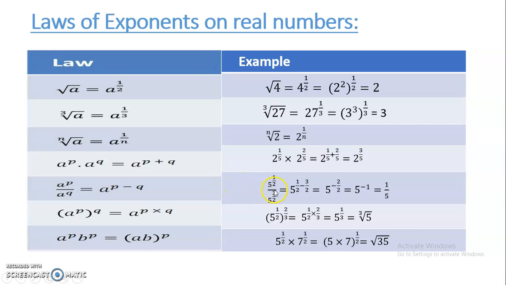For example, this 5 raised to the power 1 by 2 is in division with 5 raised to the power 3 by 2. You can see the base 5 is same over here. So these two are in division, so you have to subtract the exponents. So this is 1 minus 3, because the denominator is same, this becomes minus 2 by 2 which can get cancelled, so 5 raised to the power minus 1. So you know that 5 raised to the power minus 1 is nothing but the reciprocal. This minus 1 means just to take the reciprocal of the number or the base.